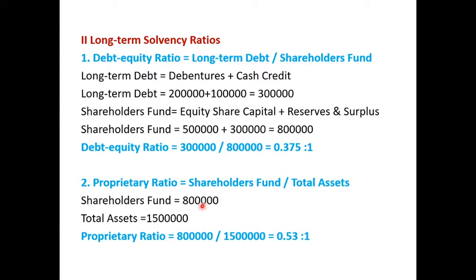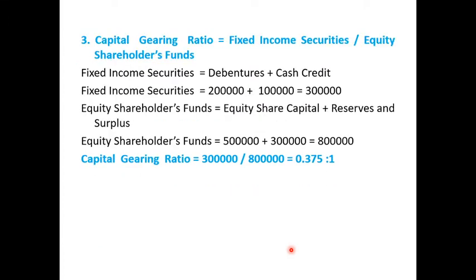Then proprietary ratio, the formula is shareholder fund divided by total assets. Shareholder fund we have already calculated, that is 8 lakh. Then total assets given in the problem are 15 lakhs. If we substitute into the formula of proprietary ratio, we get a proprietary ratio of 0.53:1.